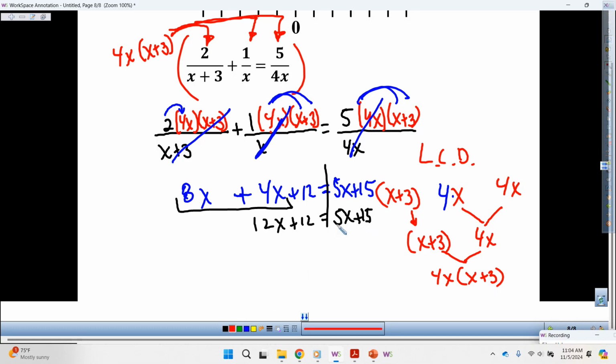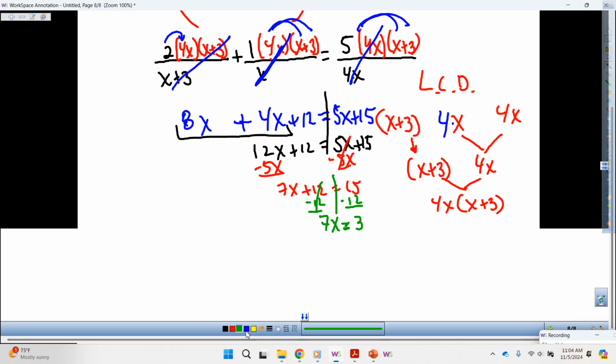Bring the 5x to the other side, so we subtract 5x, subtract 5x. We end up with 7x plus 12 equals 15. Continue solving. We subtract 12, subtract 12. That leaves us with 7x equals 3. And last but not least, we divide by 7. x equals 3 over 7.